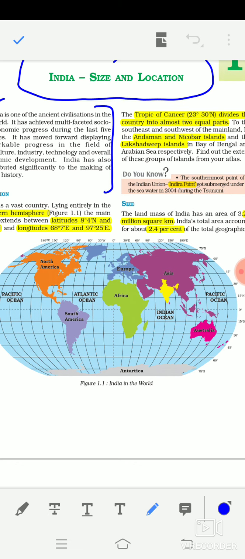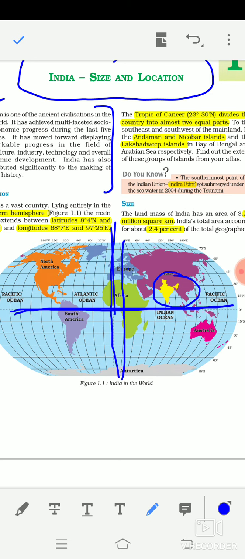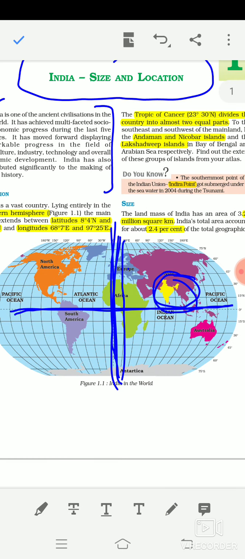So now at least one thing is clear. Where is India? Is it in the northern hemisphere or the southern hemisphere? Just see, from the 0 degree latitude, India is in the northern hemisphere. Then from the 0 degree longitude, is India in the eastern or western hemisphere? It is in the eastern hemisphere. So it is clear that India is in the northern and eastern hemisphere. I hope it is clear.